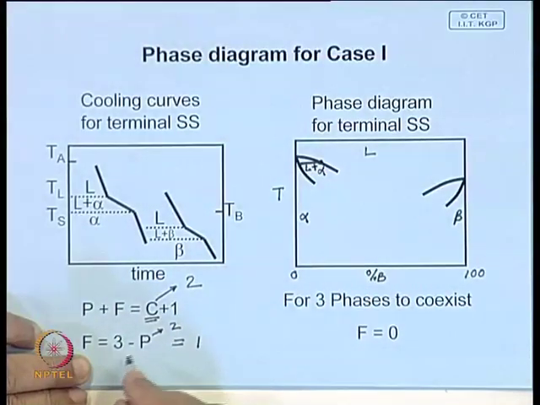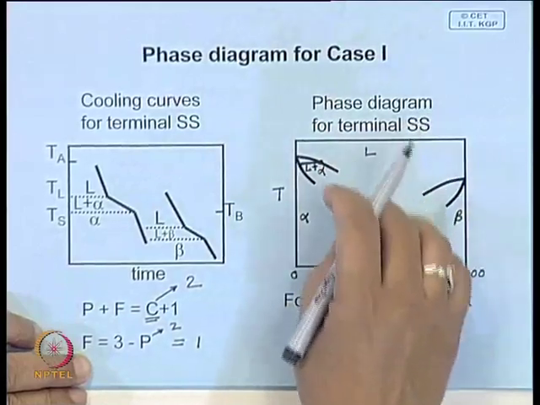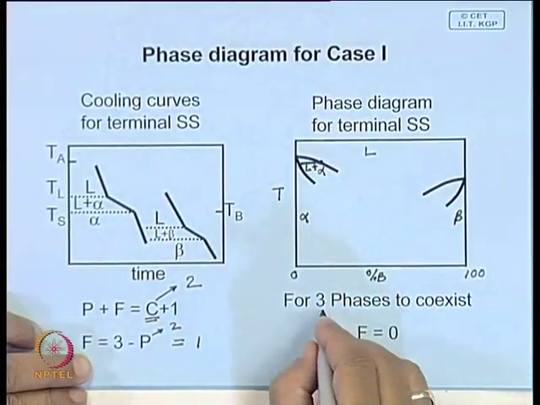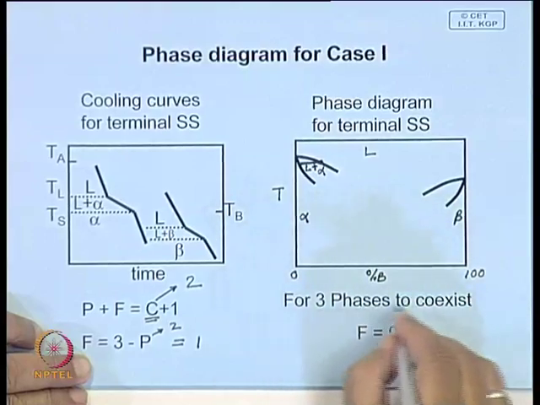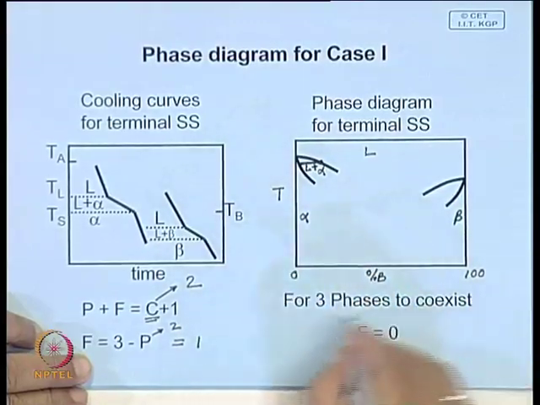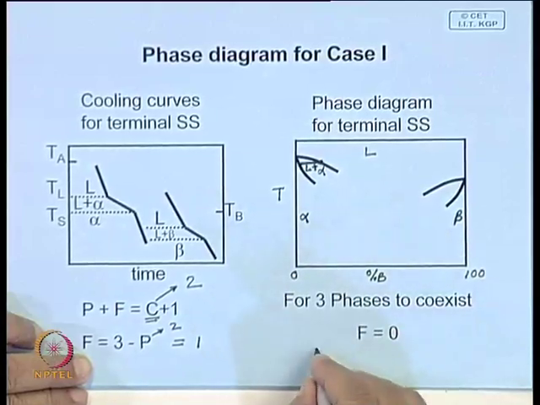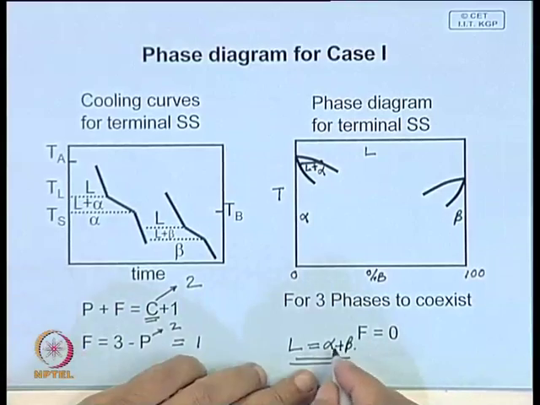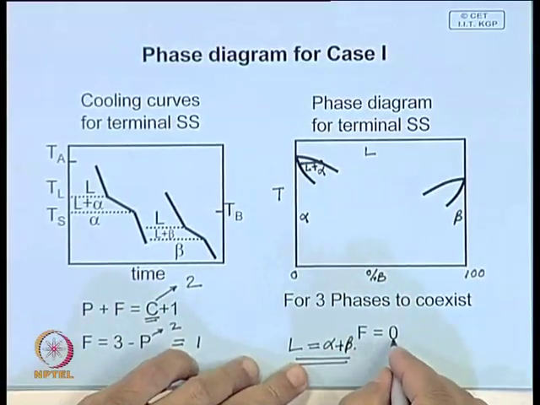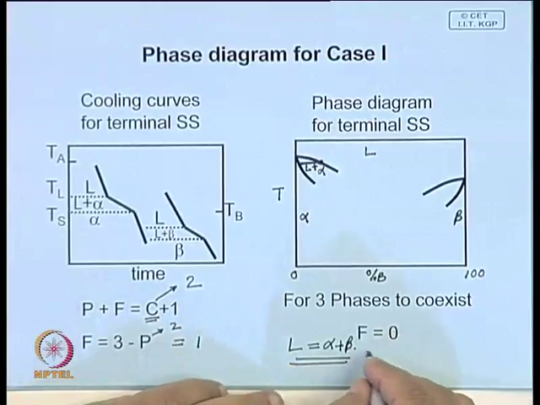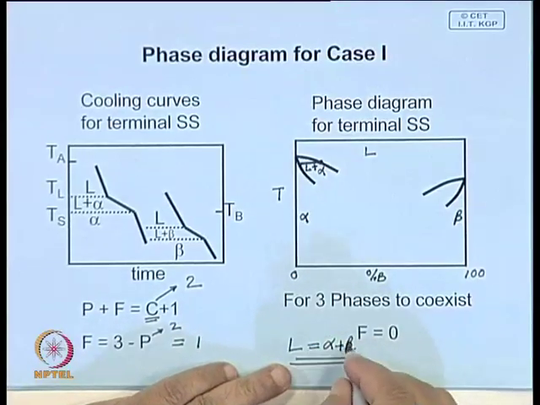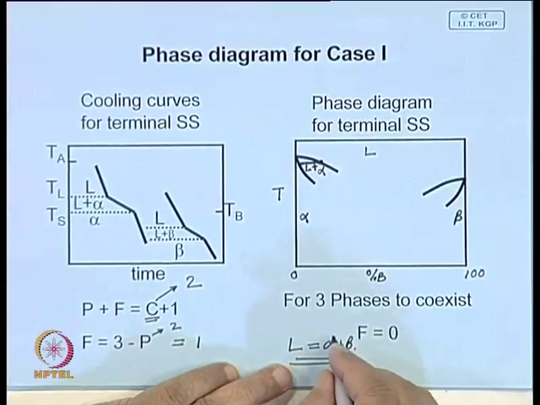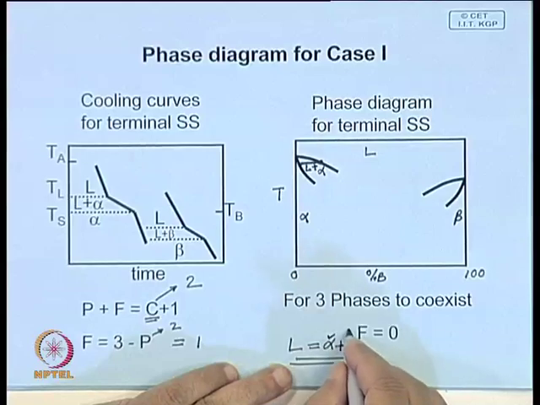Now, what happens if there is some alloy where it is possible that 3 phases can coexist? That means liquid is in equilibrium with alpha and beta. And when does this happen? Then the degree of freedom is 0. So that means three phases can coexist at a definite temperature, for definite composition of alpha and beta.